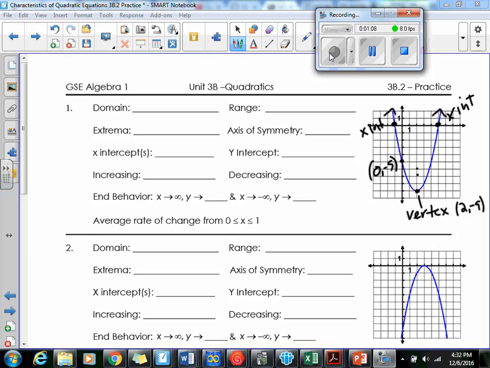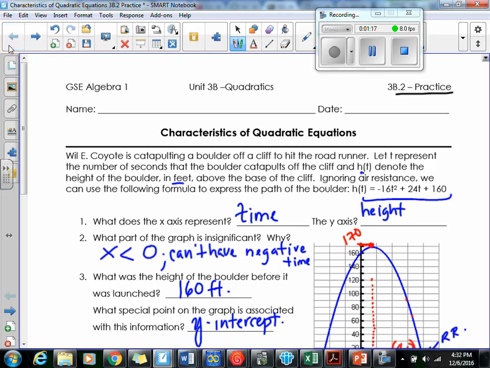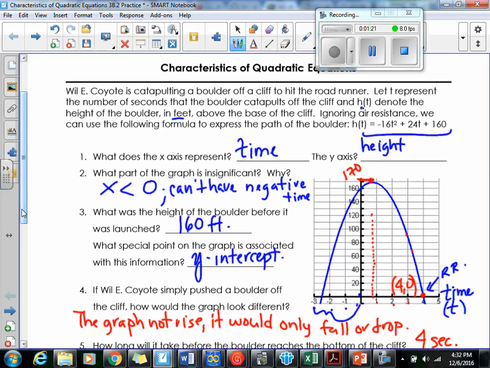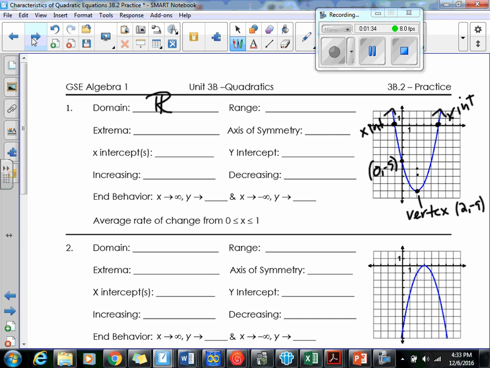So for these problems that are not real world problems, our domain is going to be all real numbers. If you recall, in the problem with the Wile E. Coyote, our domain, even though there was no question that asked about it, would be x values greater than or equal to 0. But we have just a general case here, so our domain is all real numbers.